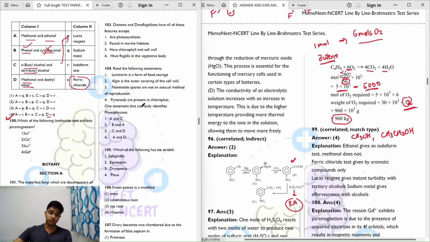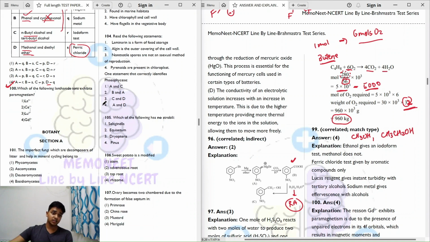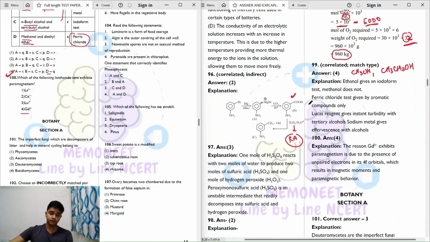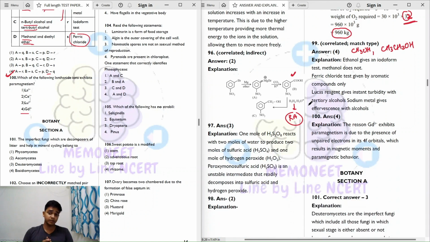The final question of this full test 1 of the chemistry portion says: which of the following lanthanide ions exhibits paramagnetism? So we have La3+, Ce4+, Lu3+, and Gd3+. Gd3+ will exhibit paramagnetism because it has unpaired electrons in its 4f orbital. For this you will have to remember the electronic configurations of some f-block elements. Majorly these are the most important ones: lanthanum, cerium, lutetium, and gadolinium.